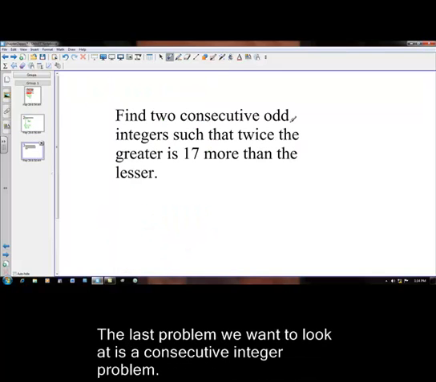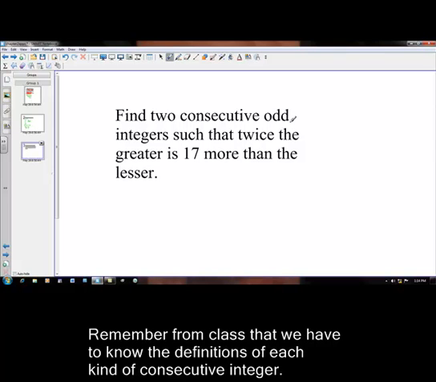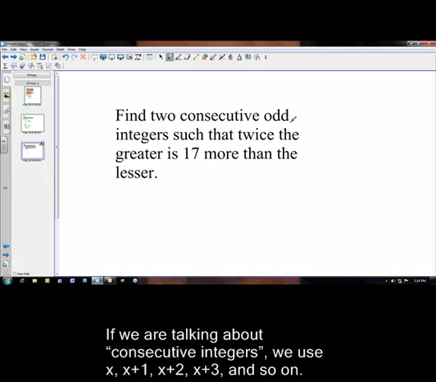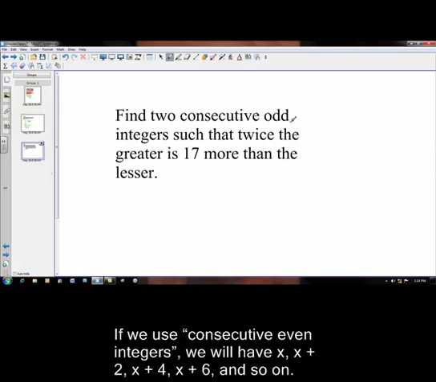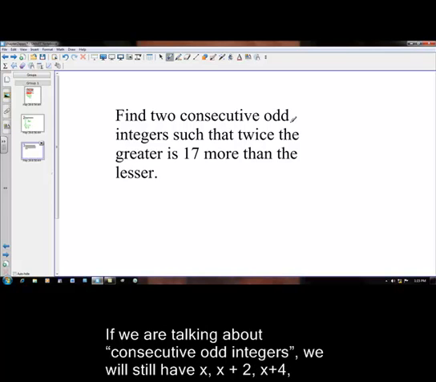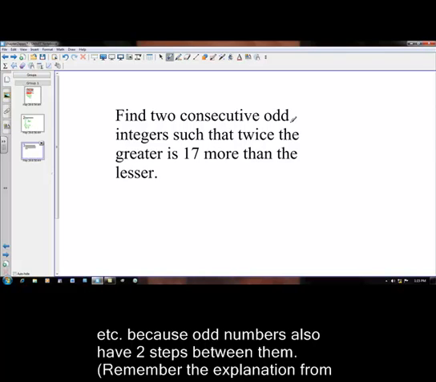The last problem we want to look at is a consecutive integer problem. Remember from class that we have to know the definition of each kind of consecutive integer. If we are talking about consecutive integers, we use x, x plus 1, x plus 2, x plus 3, and so on. If we use consecutive even integers, we will have x, x plus 2, x plus 4, x plus 6, and so on. If we are talking about consecutive odd integers, like in this problem, we will still have x, x plus 2, x plus 4, etc. because odd numbers also have 2 steps between them.